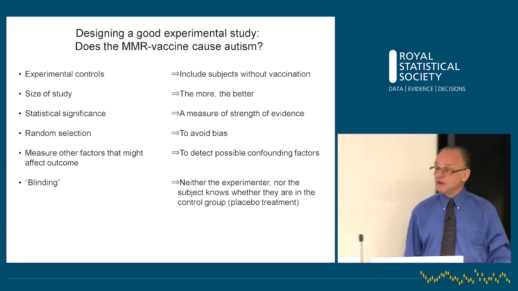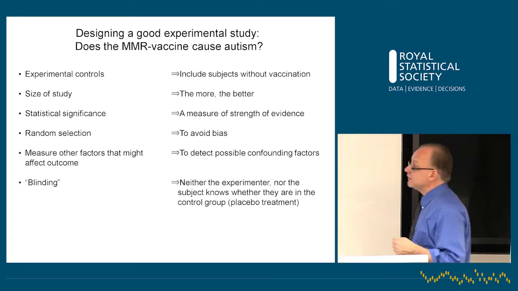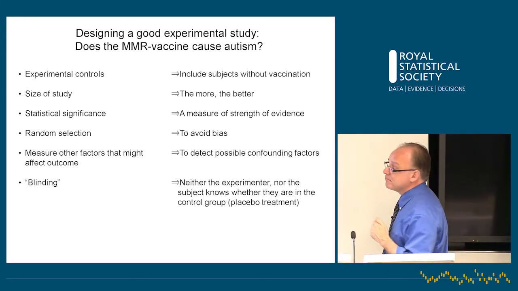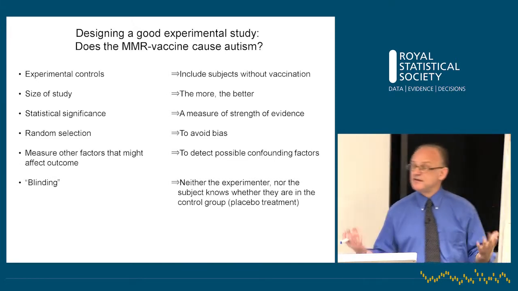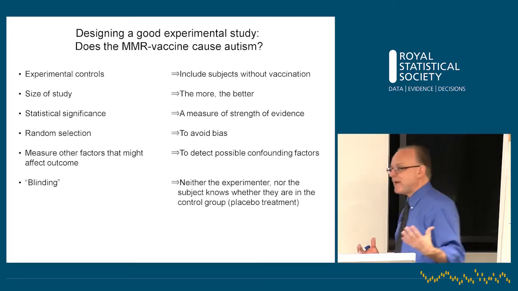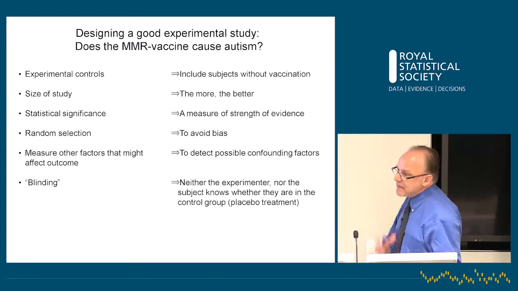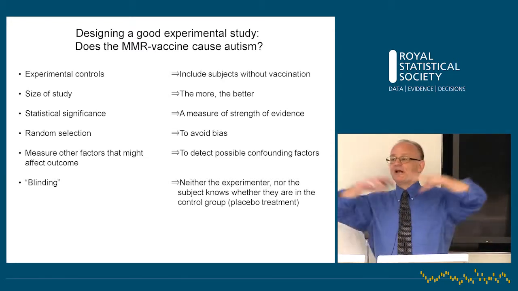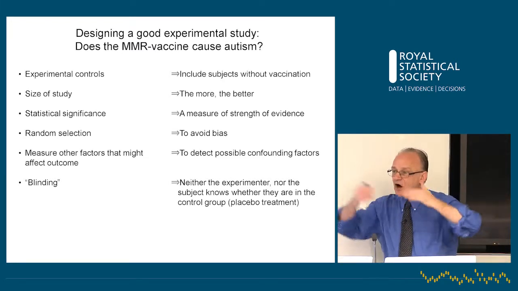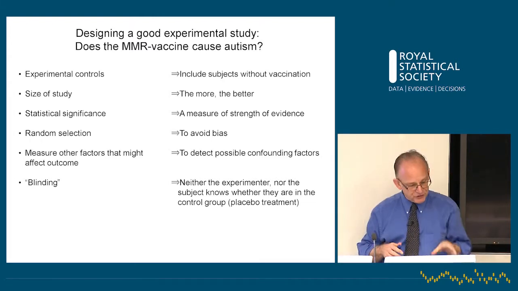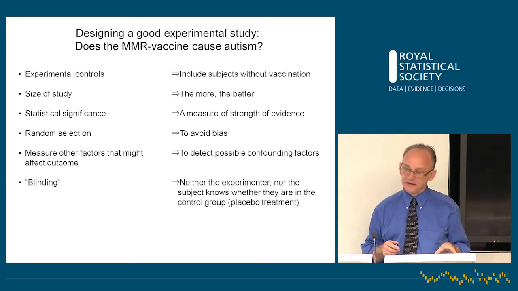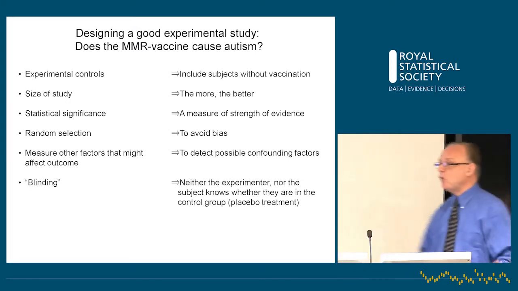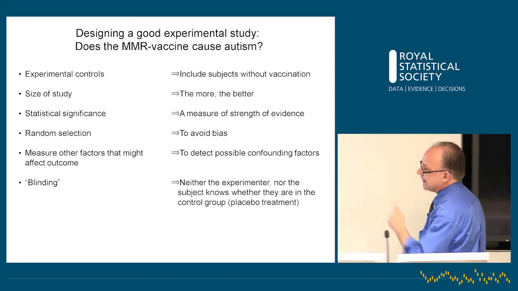Random selection to avoid bias, as we were saying, and confounders. If you can, measure other factors that might affect the outcome so that we can detect the effect of some of these things that we suspect could mimic the effect of a link between the two. And that means we need an even bigger sample, because if we're going to slice and dice it and look for just these people who've got this particular potential confounder, they're going to be a subset of the sample that we've got. So that puts even more pressure on getting a huge number of people.